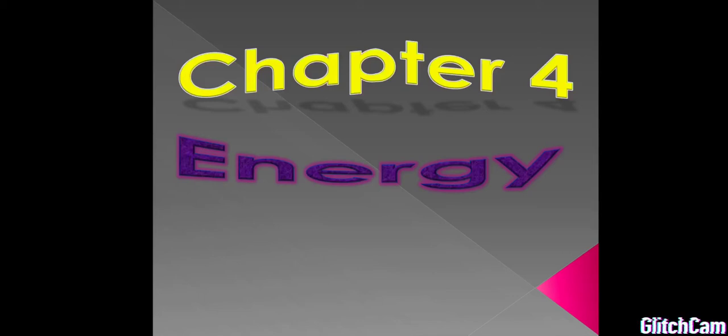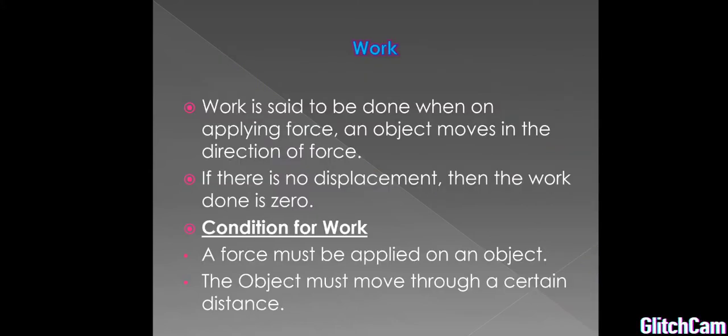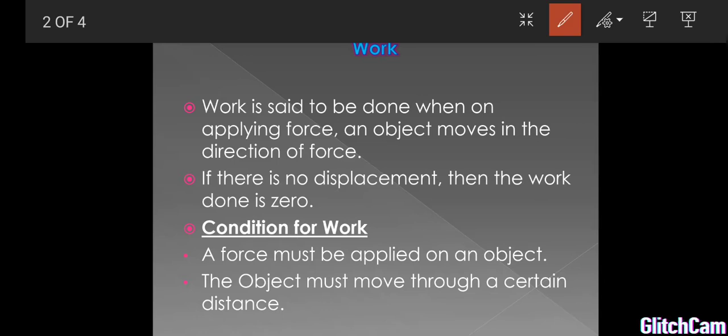Today we are going to see a new chapter, chapter 4, energy. Now, what is work? Work is said to be done when, by applying a force, an object moves in the direction of the force. If there is no displacement after applying the force, then the work done is zero.